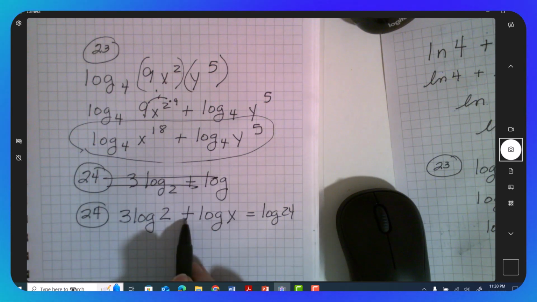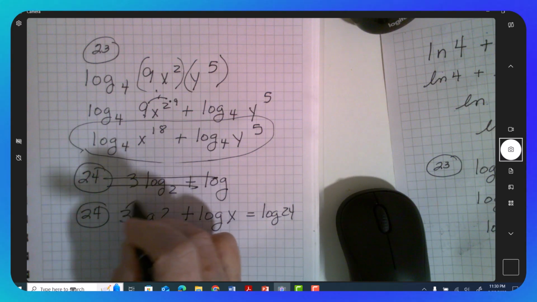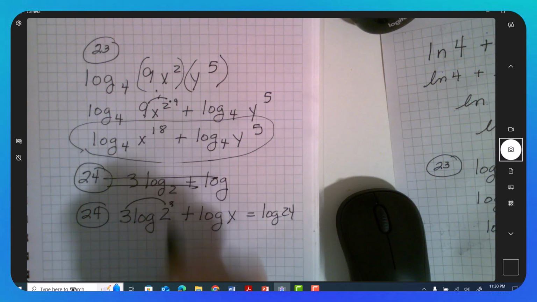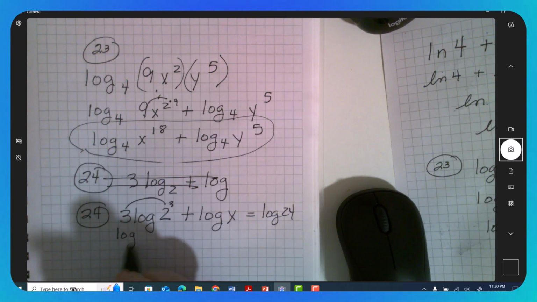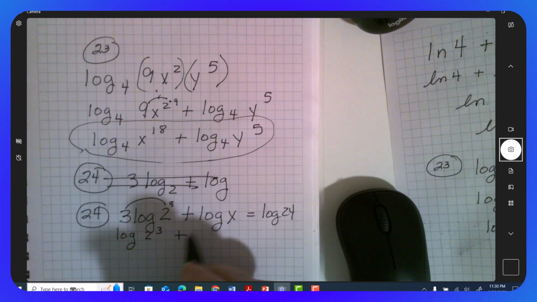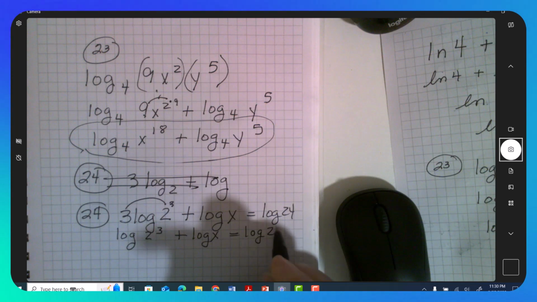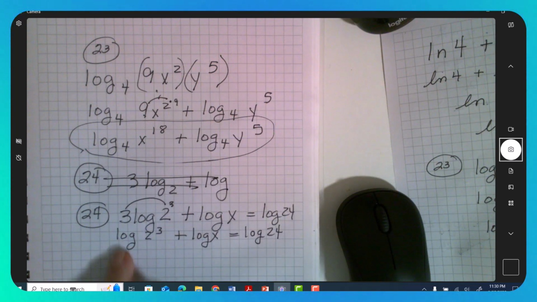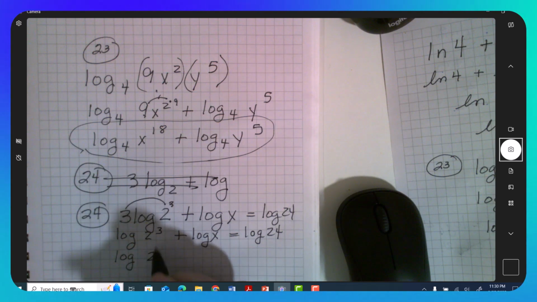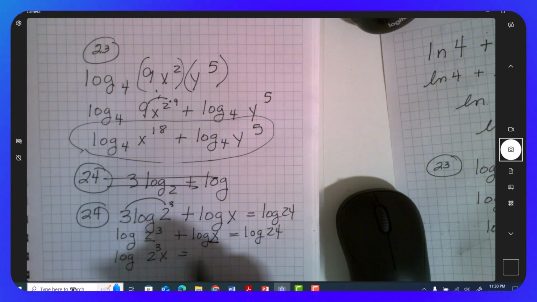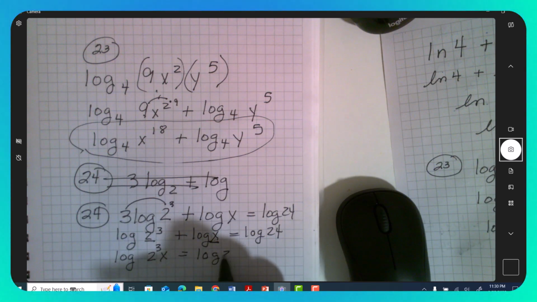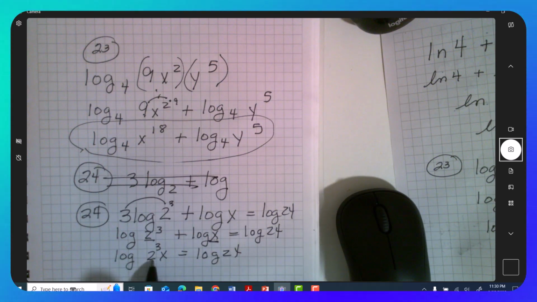All right, so we're adding. I can go ahead and take that 3, put it up here, 2 to the third. So log of 2 to the third plus log x equals log 24. Okay, so now I can multiply these two together. So I have log of 2 cubed times x equals log 24.